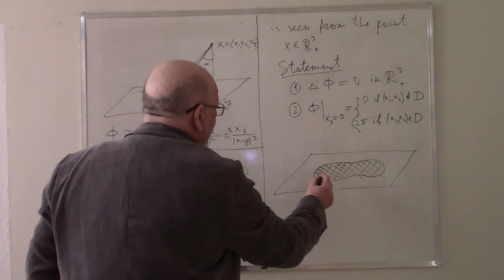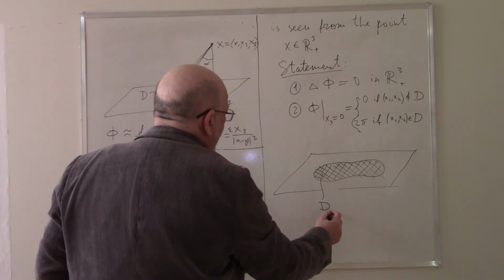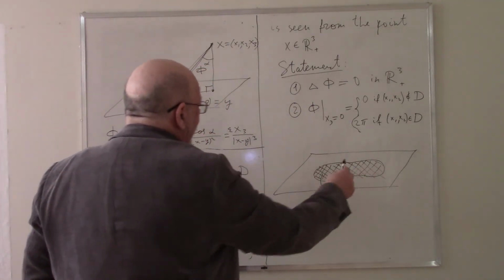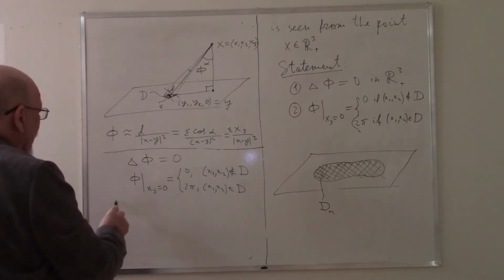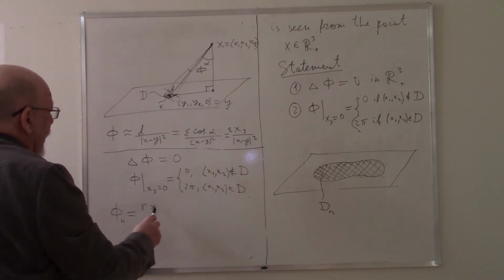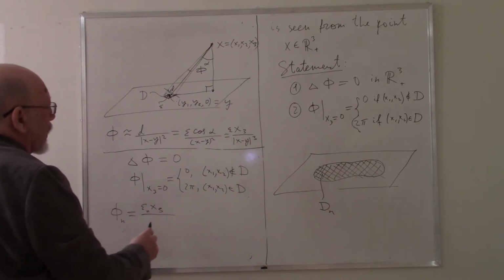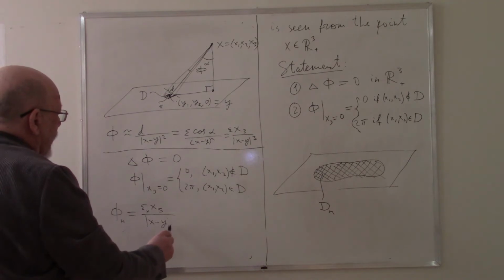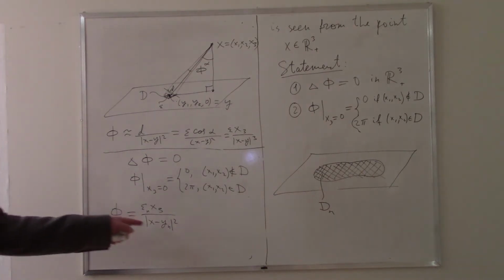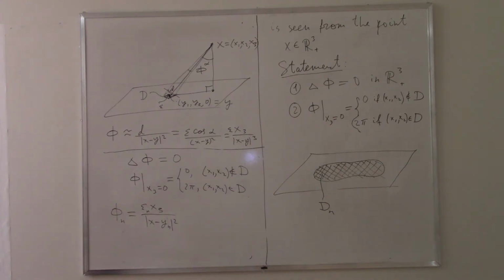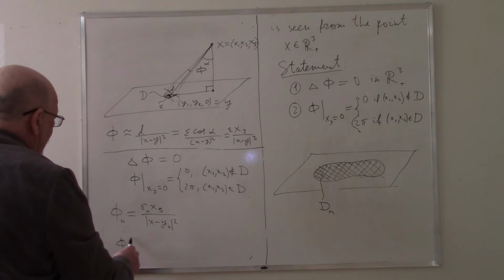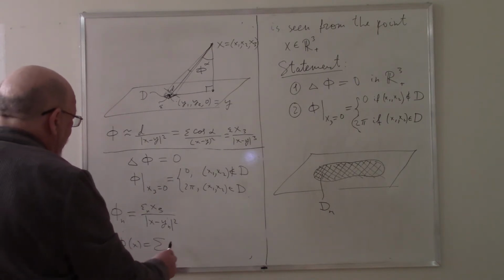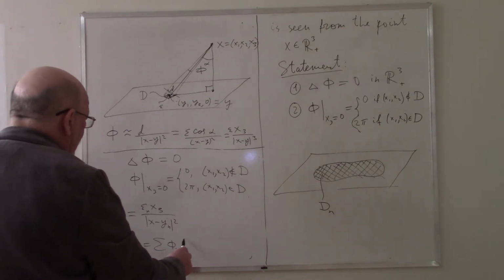Let us now denote this piece D number n. We just enumerate these pieces. And so we write phi n equals epsilon n x3 divided by modulus x minus yn cube. And this is a sort of elementary solution for just a small piece number n. And phi of x equals the sum of phi n of x.